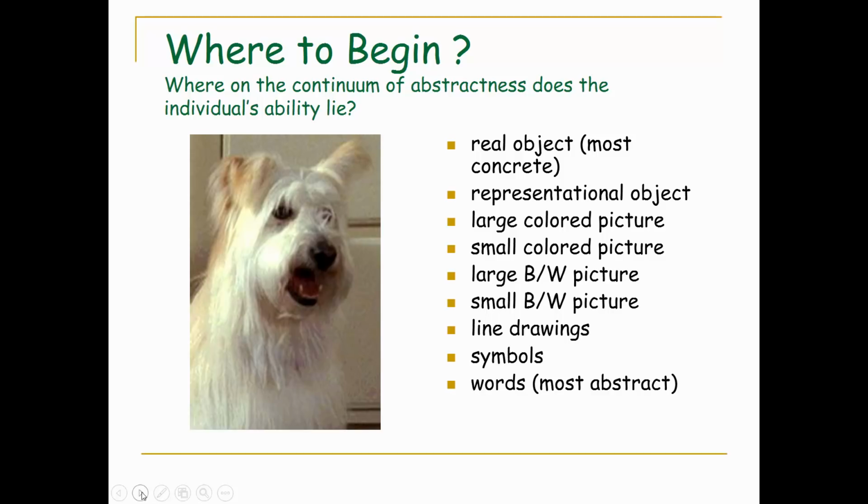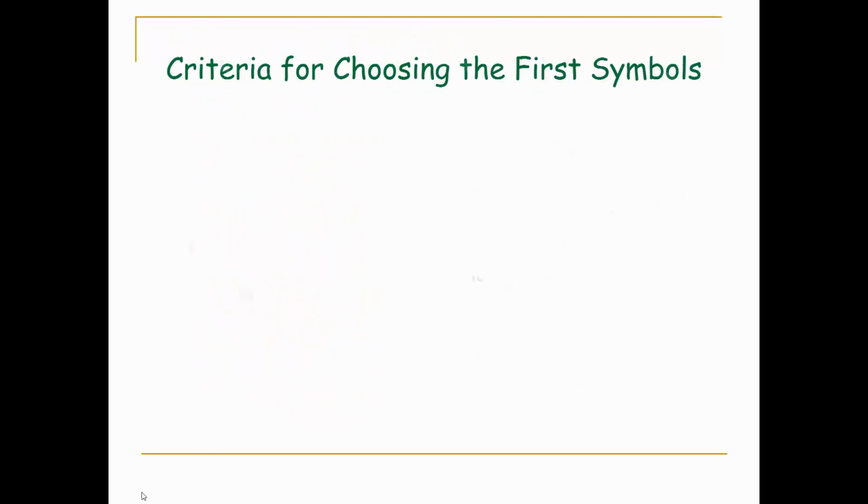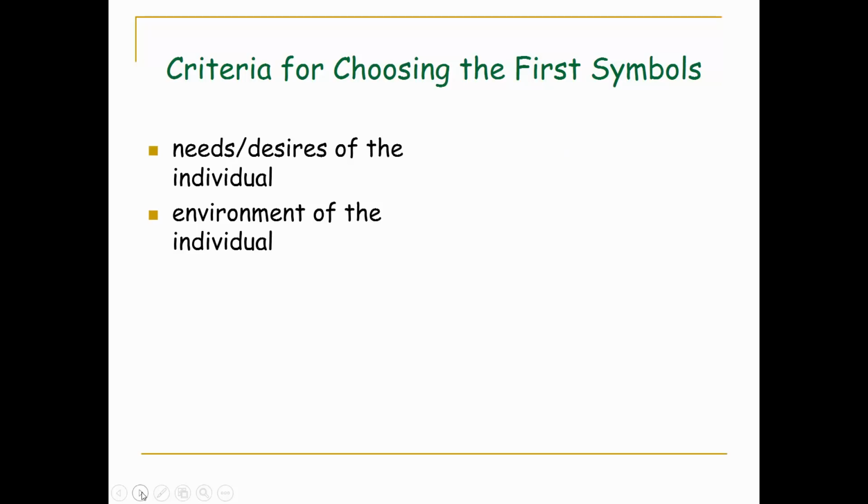So you want to start, and assess something that's not too abstract, so that they don't fail to understand it. If they didn't understand a small colored picture, make the picture larger. If they didn't understand the large colored picture, then get a stuffed animal. If they don't understand that, then you have to use the real object, which is the most concrete thing of all. So that's a continuum of concrete to abstract. When you're thinking about the first symbols, think about what the person wants and needs, and the environment that they're in.